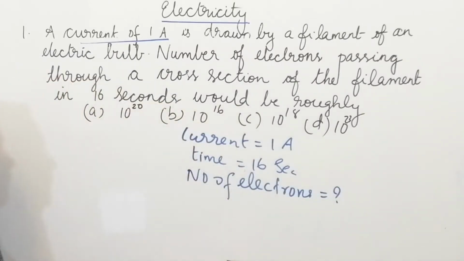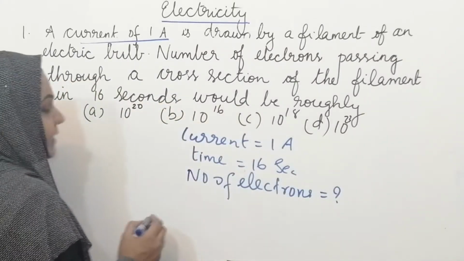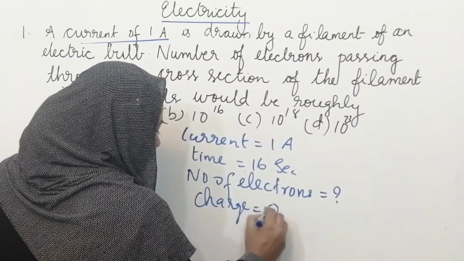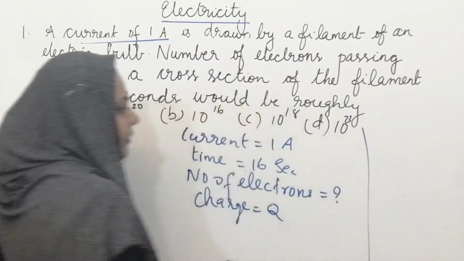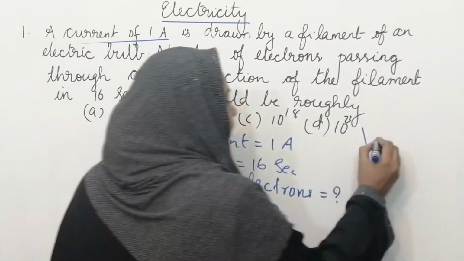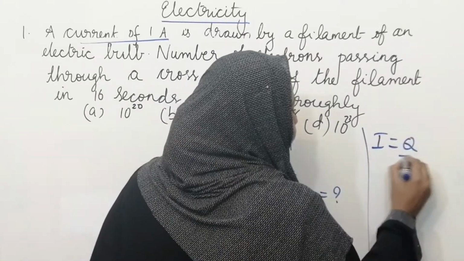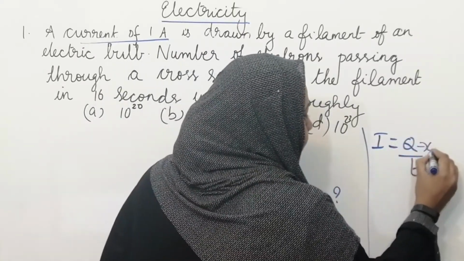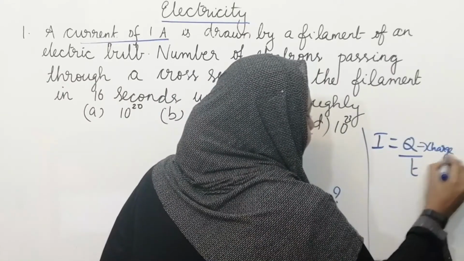First we need to find the charge flown. So what is the symbol for charge? You know that charge is equal to Q. What is the formula for current I? I is equal to Q by T. So here this is Q, this is charge, and this is time.